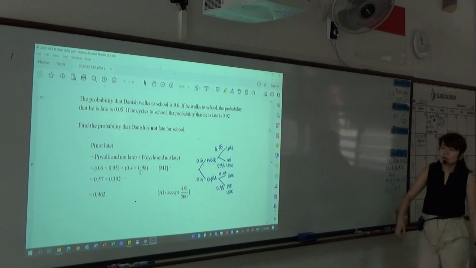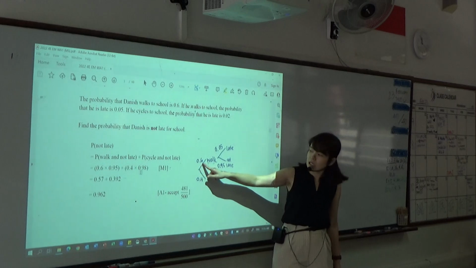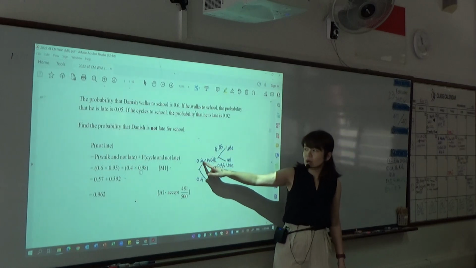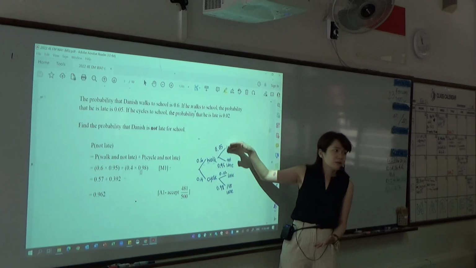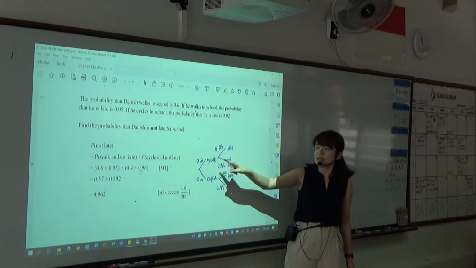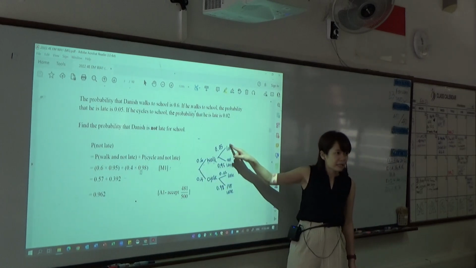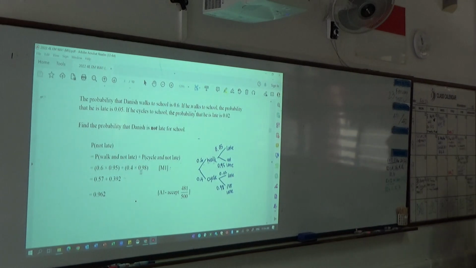So I want to remind that whenever we calculate the probability along the branch itself, we're always multiplying. If it's separated out, then we add. So if it's this way with this way, then we do this way first, multiply, then we add separately. So our answer should be 0.962. Some of you gave me a fraction, acceptable as well.